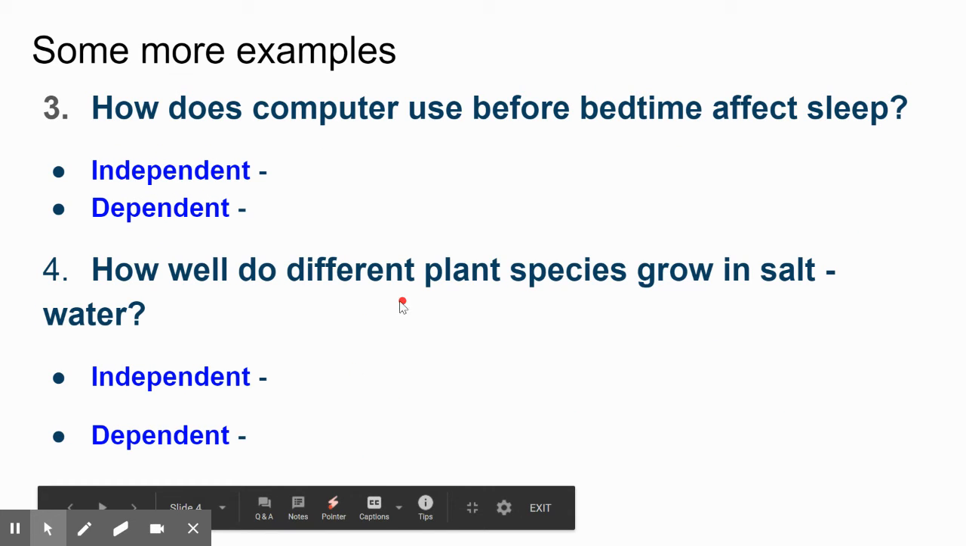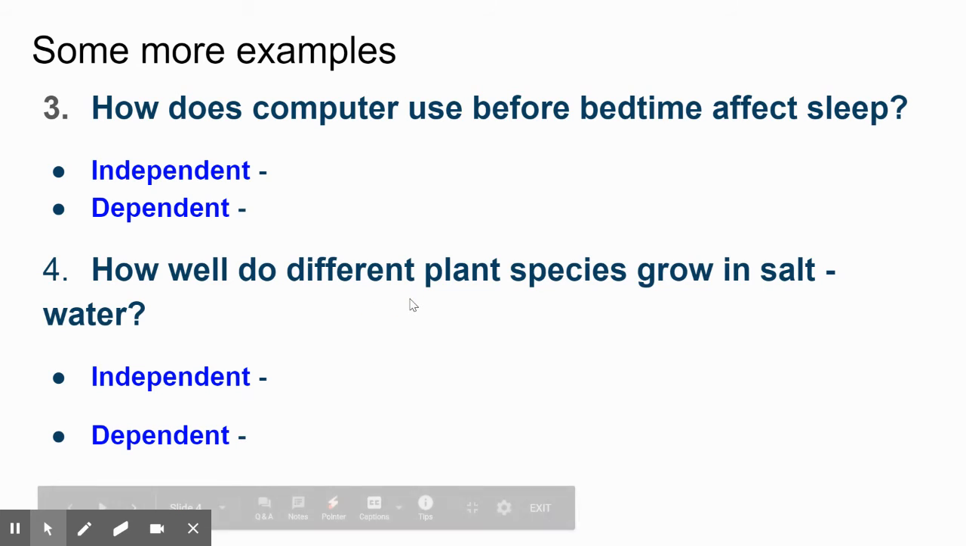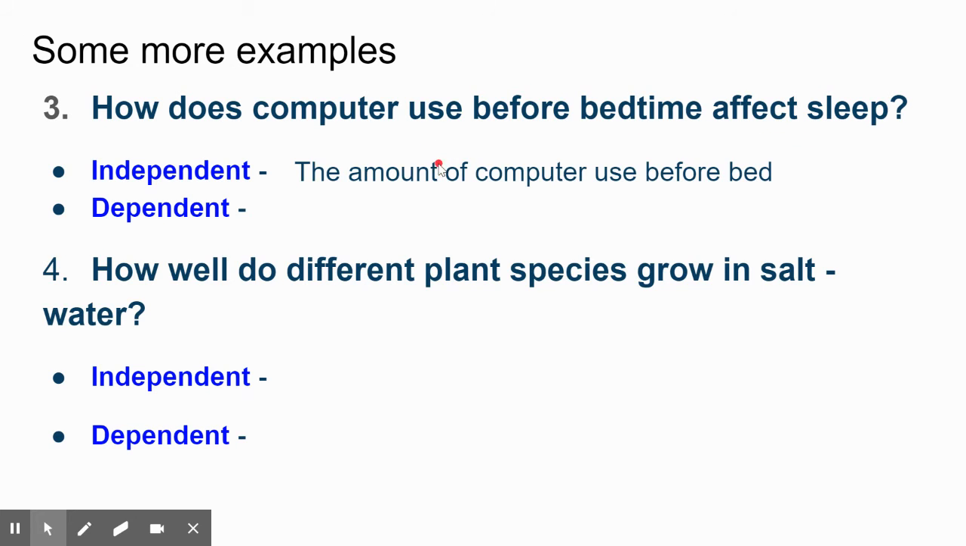Some more examples. How does a computer use before bedtime affect your sleep? Well, first, you decide if you're going to use the computer or not before you go to bed. If you decide to use the computer, you may cause yourself to have compromised sleep. That's the effect. The independent variable, the manipulator, is the amount of computer time you use before bed. The result is the number of hours of sleep. The number of hours of sleep depend on the amount of computer use before bed.